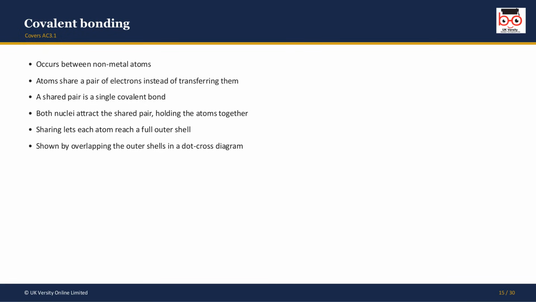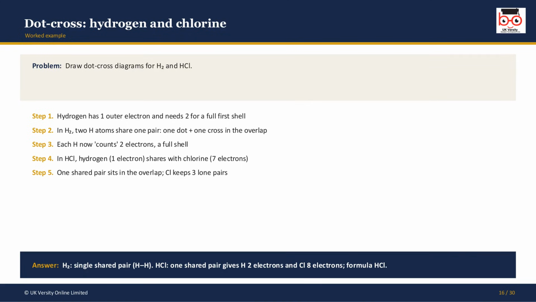Onto covalent bonding, which occurs between non-metal atoms. Instead of transferring electrons, the atoms share a pair. A single shared pair is one covalent bond, and both nuclei are attracted to that shared pair, which is what holds the atoms together. By sharing, each atom gets to count a full outer shell. In a dot-cross diagram, we show this by overlapping the outer shells of the two atoms, with the shared pair sitting in the overlap. Let's draw hydrogen and hydrogen chloride.